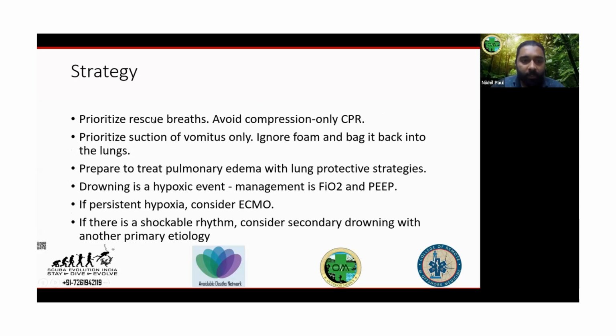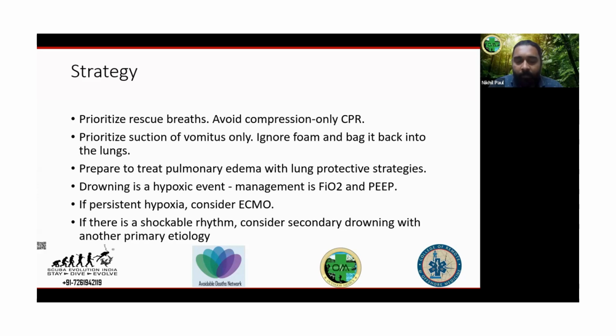Again, in a nutshell, the strategy is to prioritize rescue breaths and avoid compression-only CPR. This is both in pre-hospital as well as in hospital. In case of drowning, compression-only CPR may not really help, and you have to prioritize rescue breaths.